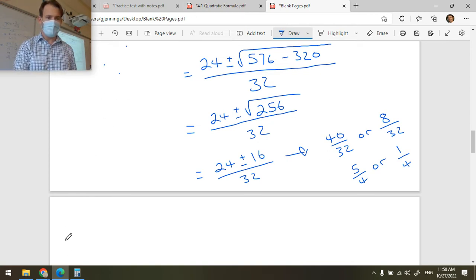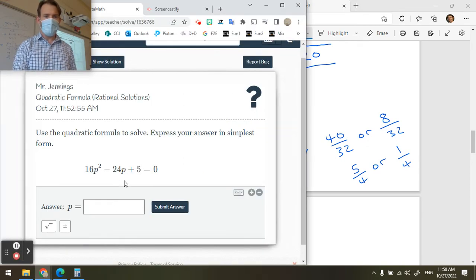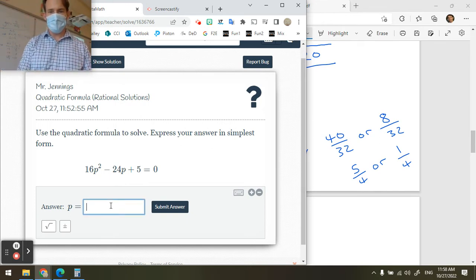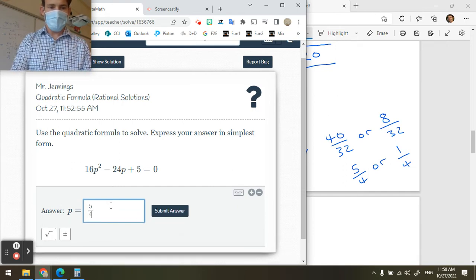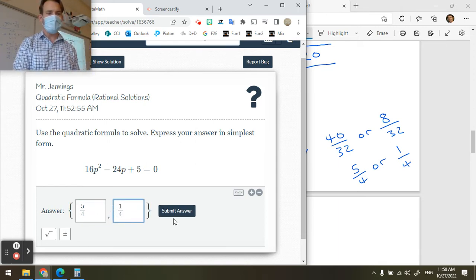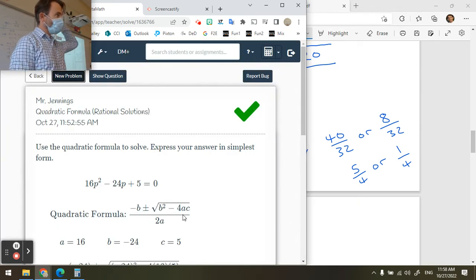Okay, anyway, let's take a look here at our problem. We have here, what are the values of p that make this true? And oh yeah, I see why that's true now. So p is equal to 5 over 4. And then to give two different solutions, put a comma here, 1 over 4. I could do decimals for both of these, but I'm not going to. Submit answer. Yes. Hooray. Don't forget that important step.